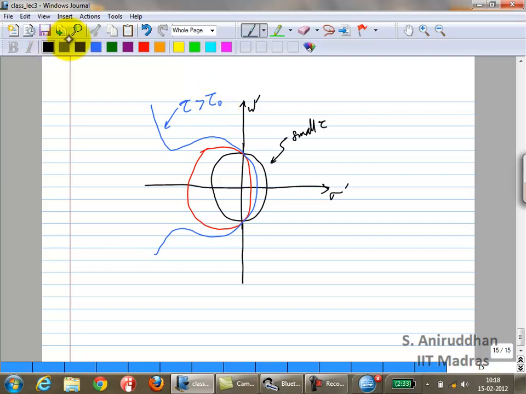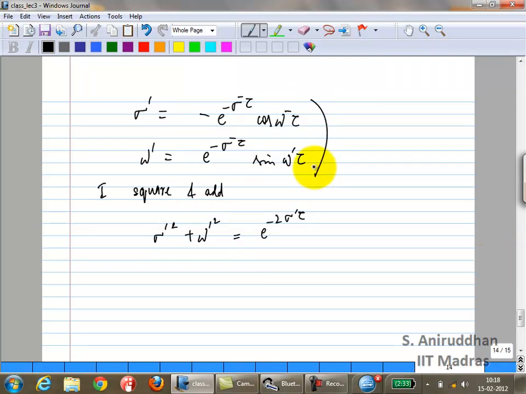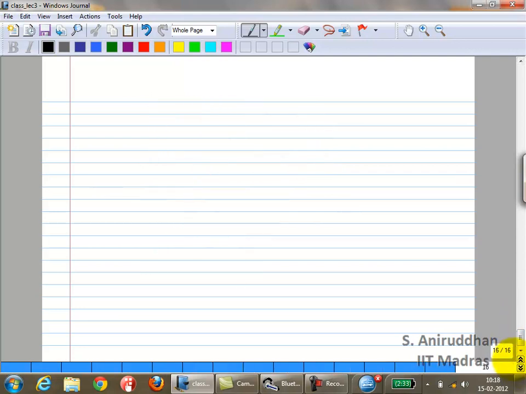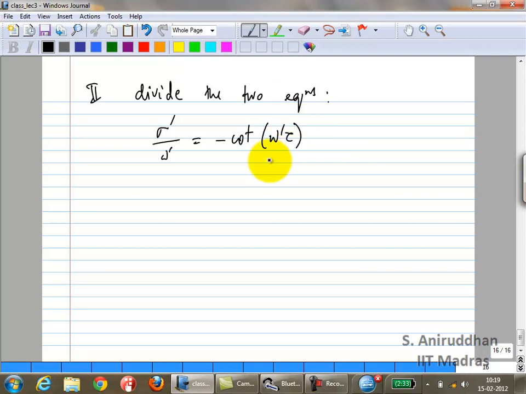Okay, so let's say you want to get one more relation. Now you've got one equation, you've plotted it graphically. Next equation, easier thing maybe, let us say we divide these two equations, one by the other. So that gives you sigma prime over omega prime is minus cotangent omega prime tau. So we'll rewrite this as minus omega prime over sine omega prime tau.